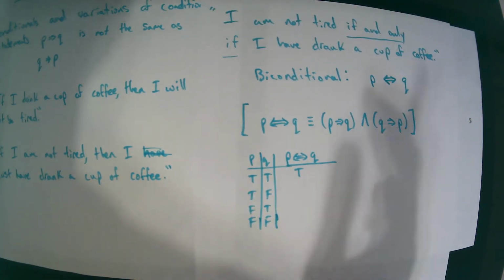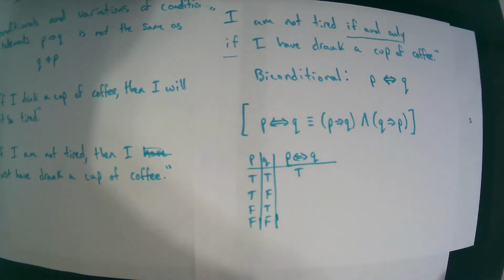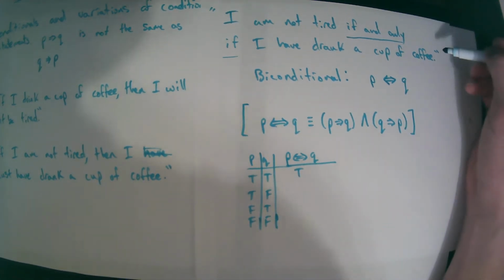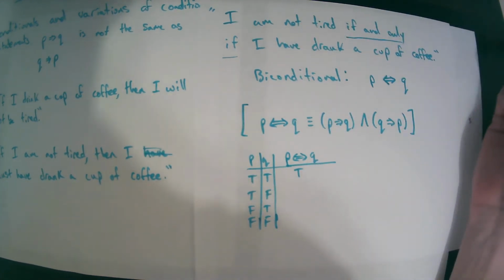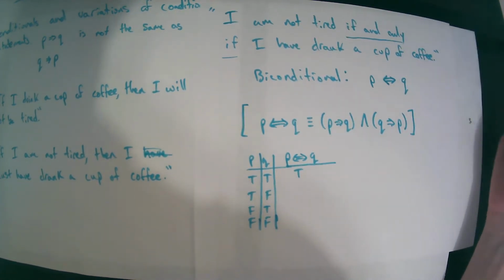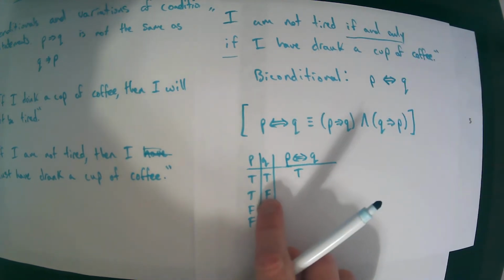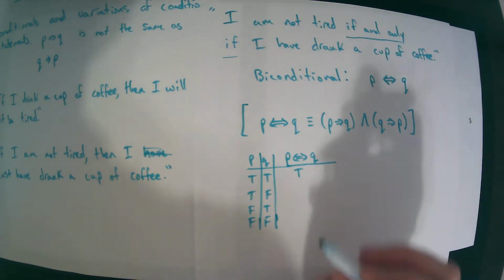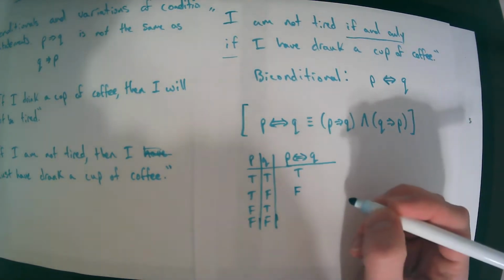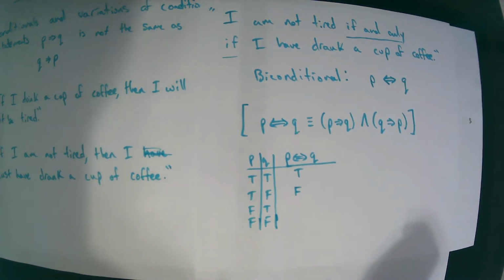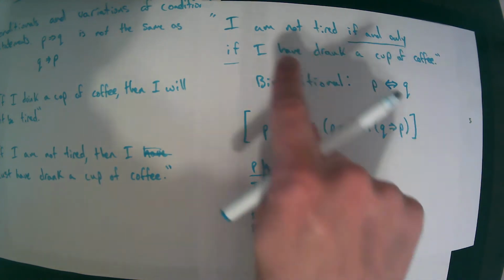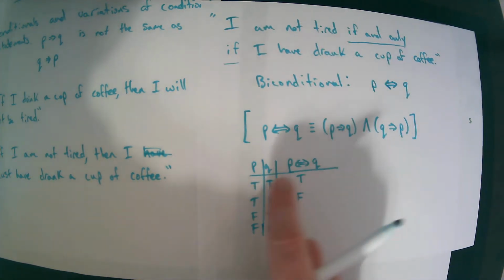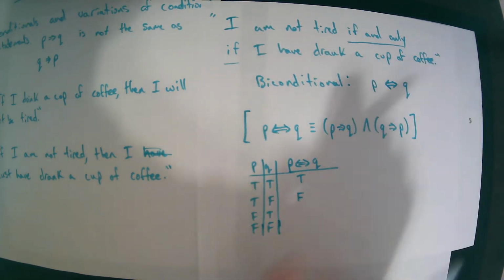So you see me and I look awake, but I have not had any coffee that morning. Then this statement, which essentially says I can only function if I have coffee, would be a lie because I'm awake but I have not drank coffee, right? Because the second statement is false here. So here, just in case you didn't figure it out, P is I am not tired, and Q is I have drank a cup of coffee.